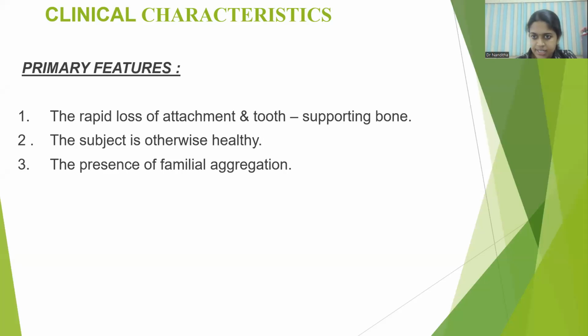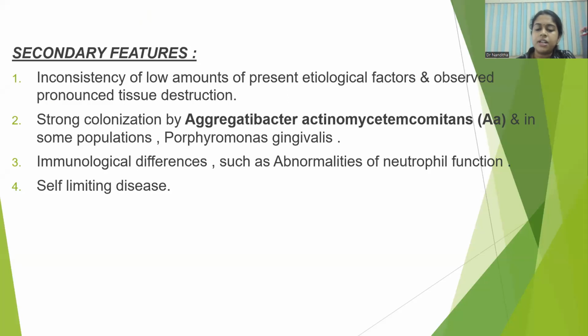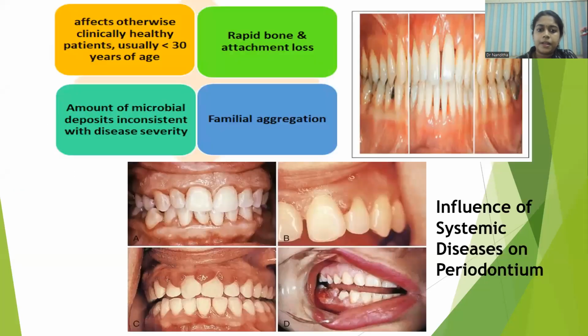So what are the diagnostic criteria? We have primary and secondary features for aggressive periodontitis. Primary, as we have told, the rapid nature of attachment loss and bone loss, an otherwise healthy adolescent or individual, and presence of familial aggregation. Secondarily, the presence of a microorganism called Aggregatibacter actinomycetemcomitans, and some amount of P. gingivalis. Then a defect in immunology, that is neutrophil dysfunction, and a self-limiting nature of the disease. What we have already explained is being given in the picture. We can see the clinical findings and the nature of the disease.